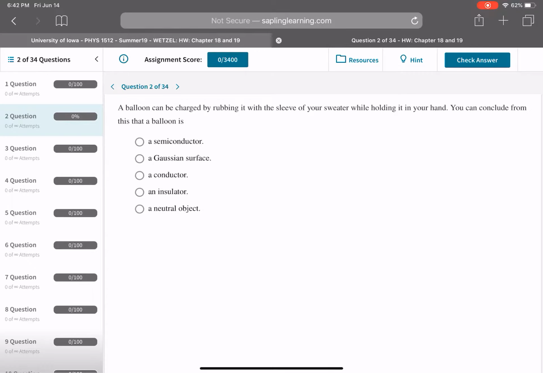Okay. Question 2. A balloon can be charged by rubbing it with the sleeve of your sweater while holding it in your hand. You can conclude from this that the balloon is what? So generally with problems either here or on the exam, if you see a word you haven't heard of and I haven't said, it's probably not important. So a semiconductor, that is something that we use in circuits. We're not going to talk about that for a while. A Gaussian surface is something we use in E&M and advanced physics, but we don't talk about it, so let's ignore that. So it's either a conductor, an insulator, or a neutral object.